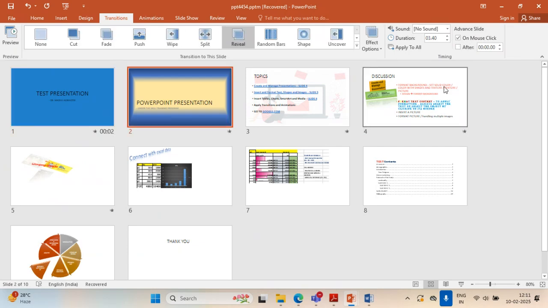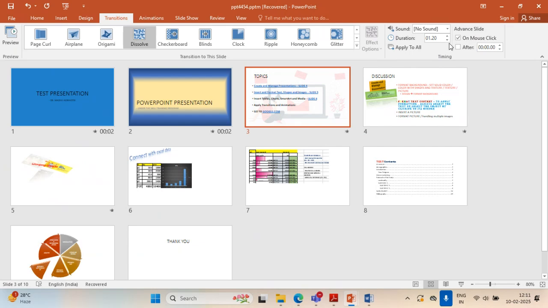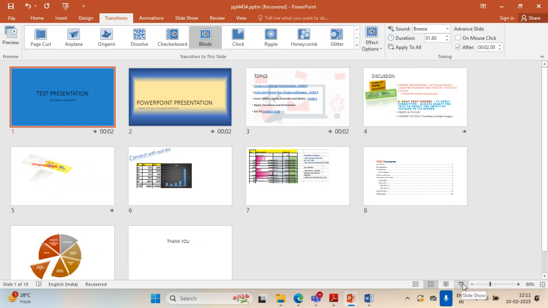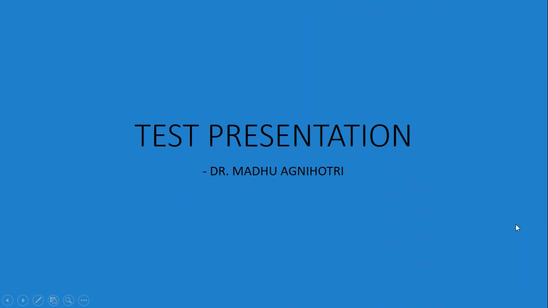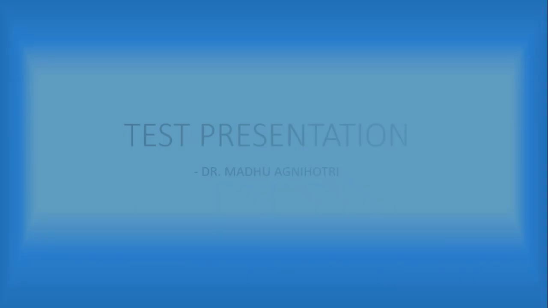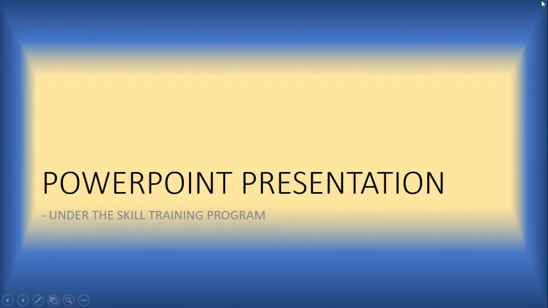So in this manner, we can do it. I'm just putting it for the first 3 slides. I removed mouse click and I have put 2 seconds. Now I go for viewing the presentation. We can use this icon for slideshow, or we can press F5 from the keyboard, or we have the Slideshow tab in the ribbon, and from here we can click From Beginning. 2 seconds I have given.